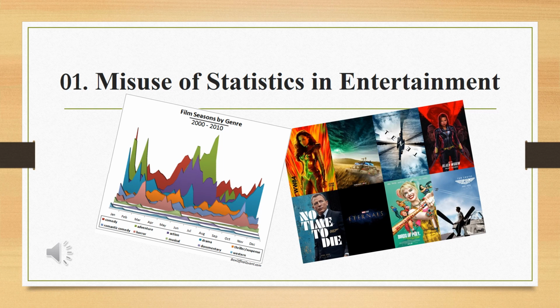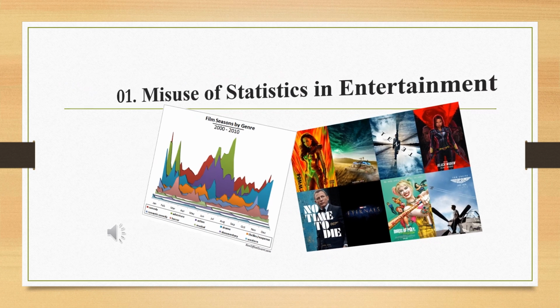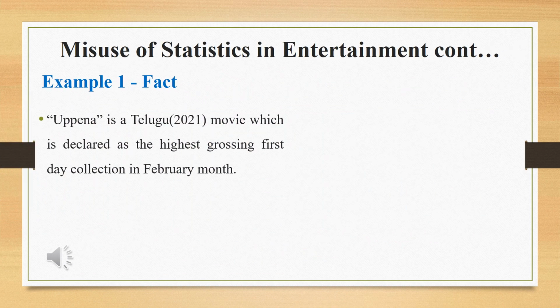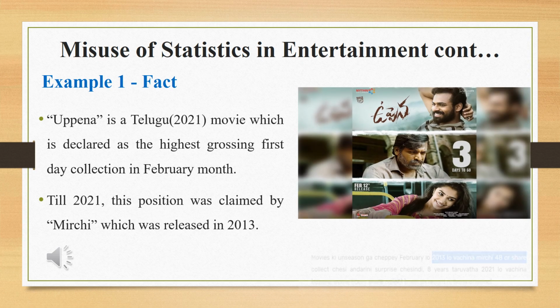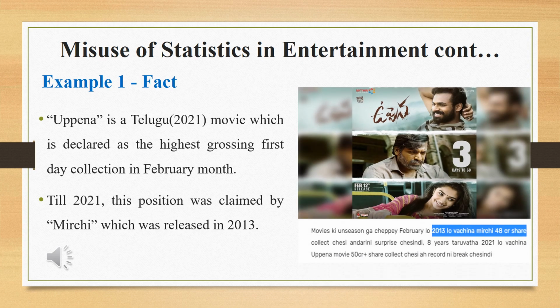The entertainment field uses statistics especially to analyze box office collections of movies and to rank movies based on the highest yearly, monthly, and daily collections and more. So, we selected this particular example to show you how statistics has been misused in the field of entertainment. I am pretty sure that movie lovers know about the Uppena movie, which was released in 2021.